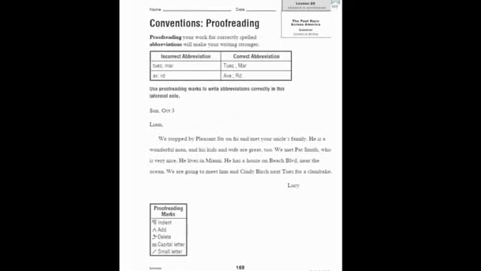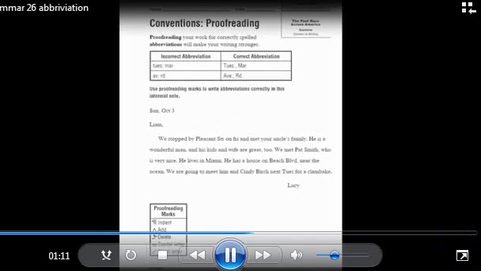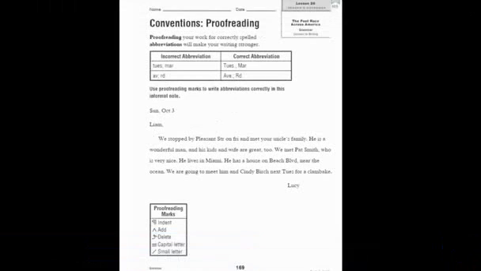Page 169 in your reader's notebook covers the proofreading convention. Proofreading your work for correctly spelled abbreviations is going to make your writing stronger. So here's some incorrect abbreviations. And then the correct abbreviations here, they're missing capitals and periods. So you're not realizing that they're just shortened words because they have the period and there's more. You just think that they're trying to write AV as a word, which isn't.